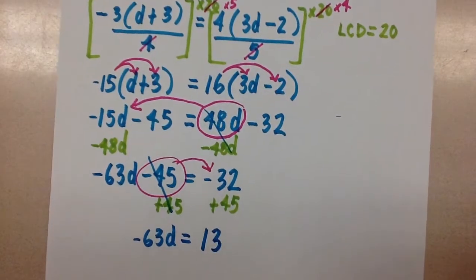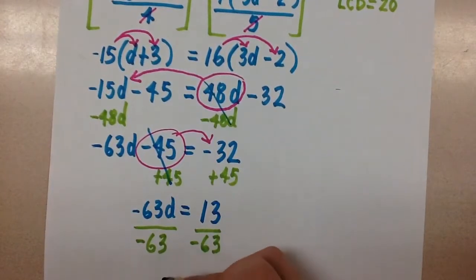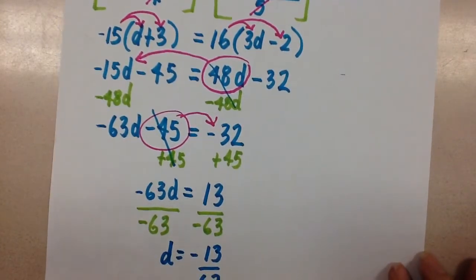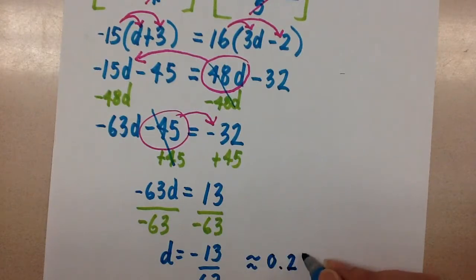And finally, to get that d by itself, since we have negative 63 times d, we're going to divide by negative 63 on both sides. Okay. This gives us a final value of d equals negative 13 over 63. That is already a reduced fraction, so we can leave the answer like this. If you want to get an approximate value, it is 0.21, but we do like to leave reduced fractions for our answers because they're more accurate.